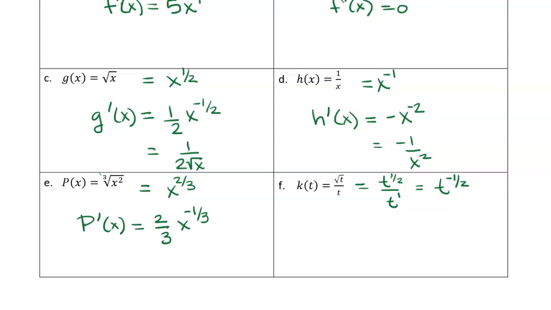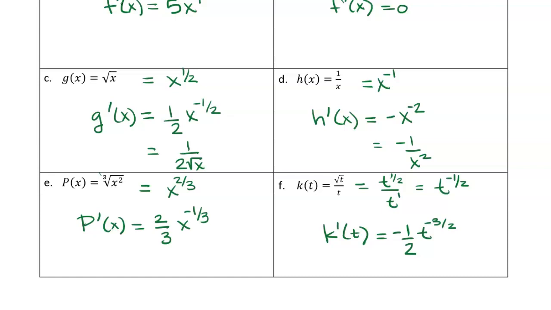Now it looks like a power function, so I can say that k prime of t is equal to, we bring down the power, negative 1/2, and then t to the, I have to subtract 1 from that, so it becomes negative 3/2, right? Because it's negative 1/2 minus 2/2, which is negative 3/2.